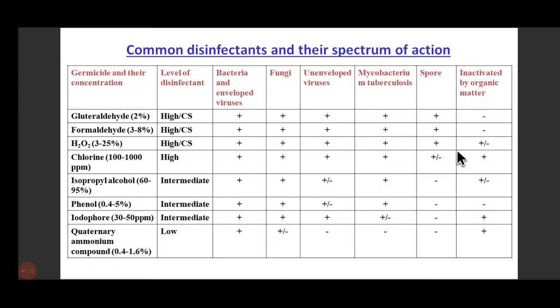Then these are your common disinfectants and the spectrum of action, summarized in a table. You can see we have divided various disinfectants according to their level of activity against different microorganisms, like bacteria, fungus, enveloped virus, MTB, and spores, and we have divided them by concentrations and according to their level of disinfection, whether it's high, intermediate, or low. So basically, you need to remember that your high level disinfectants are glutaraldehyde 2%, formaldehyde, H2O2, and chlorine in higher concentrations.